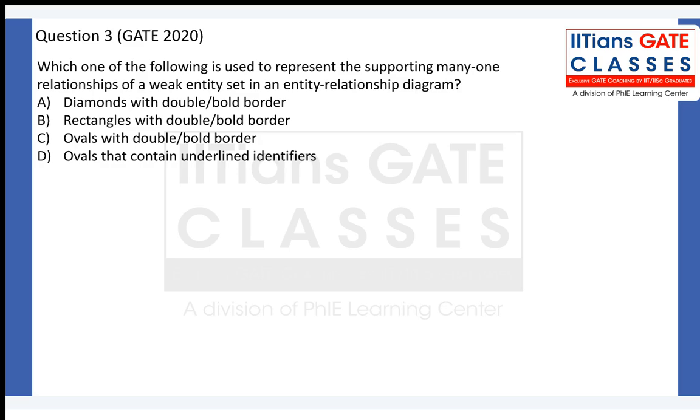Which one of the following is used to represent supporting many to one relationships of a weak entity set in an ER diagram? Okay. My question is, why not B? A is the right answer. Very good, actually. Very good if you have learnt it now and answered. Why not B? What is the problem with B?